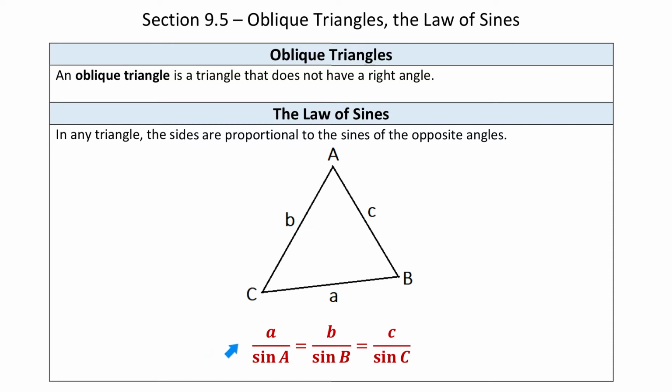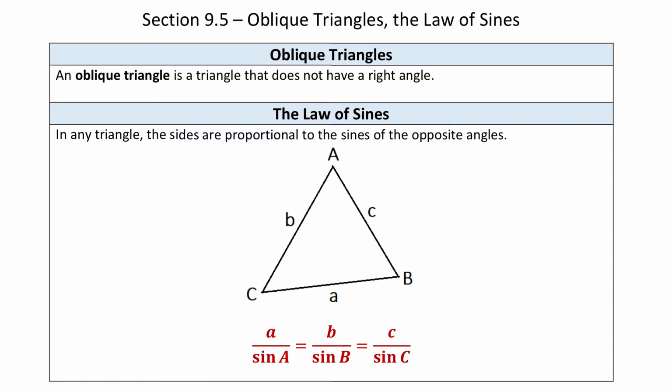Now, the law of sines states that side a divided by sine of angle A is the same as side b divided by sine of angle B, and this is the same as side c divided by sine of angle C. We will use the law of sines to find missing sides or angles in a triangle. As you see here, this law is an equality of three fractions. However, when we need to apply it, we will use only two fractions at a time. For example, we may be using the first fraction and the second, or the first and the last one, or the second and the last one.